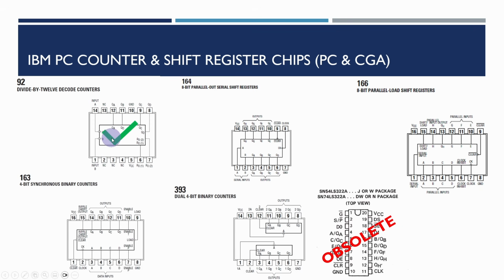We covered the divide by 12 counter, the synchronous binary counter, the parallel load shift register, and the serial in parallel out shift register. This counter here we didn't really cover. I haven't got one of these, but it's very, very similar to this, just without the ability to preset the inputs. Now we're going to go through and look at those chips where we had the question marks, where we hadn't really covered them previously.